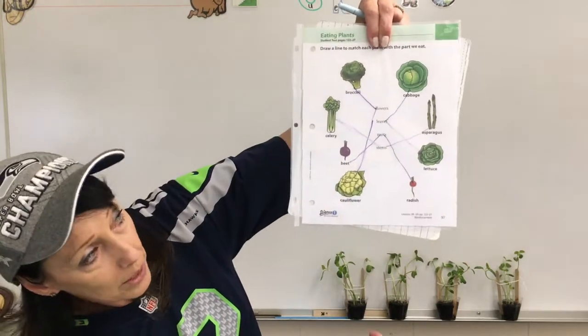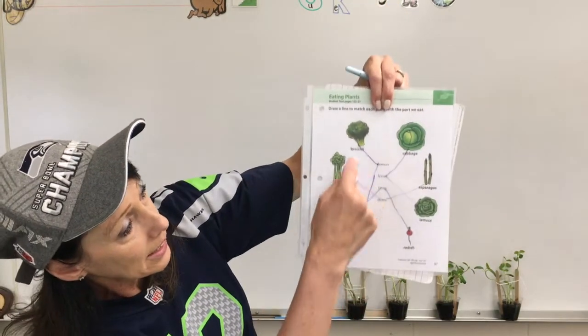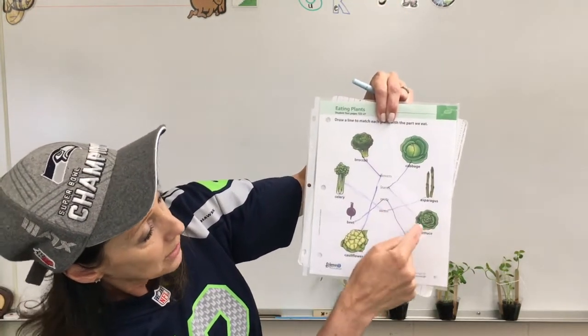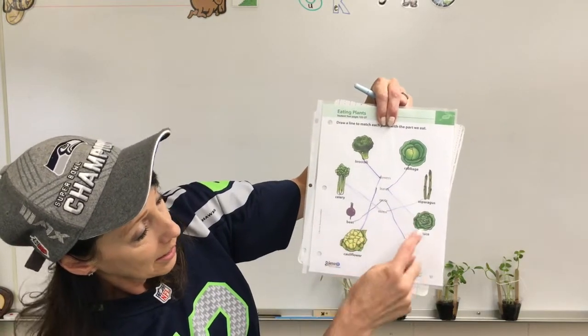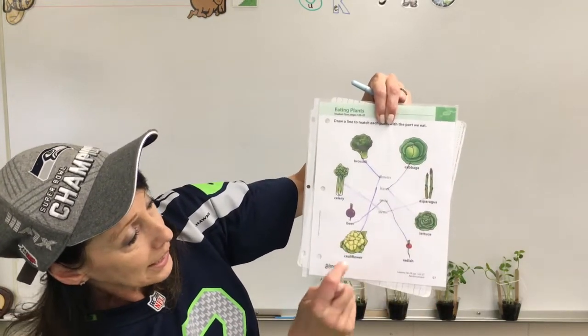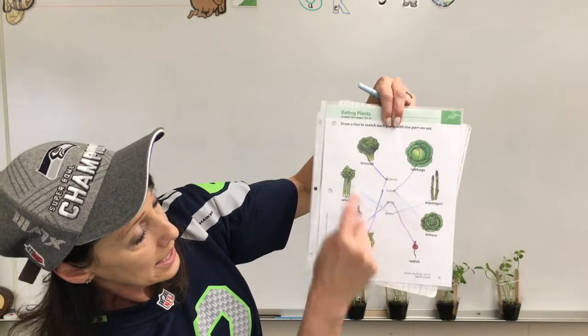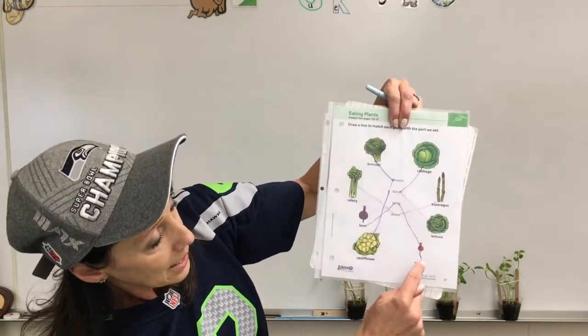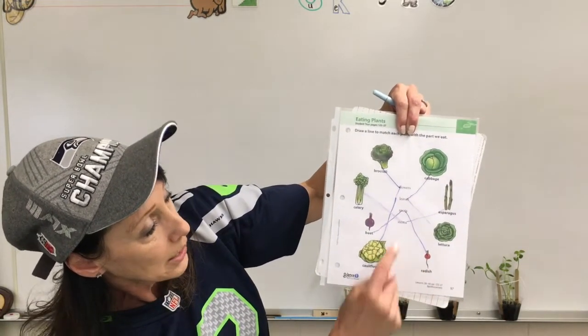Otherwise, I think you know what parts these are again. Broccoli and cauliflower are flowers. The lettuce and cabbage were leaves. The asparagus and celery were stems, and the beets and the radishes were roots.